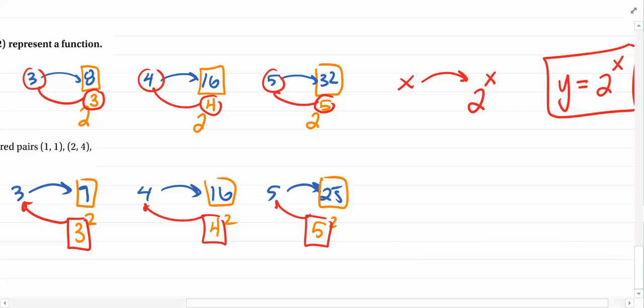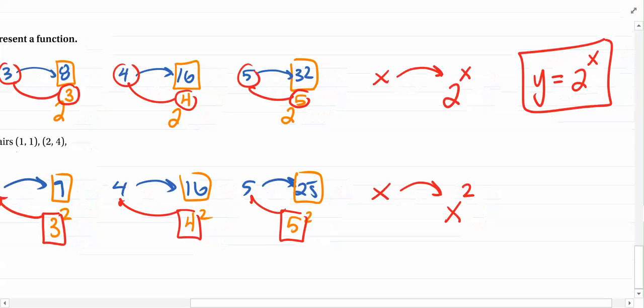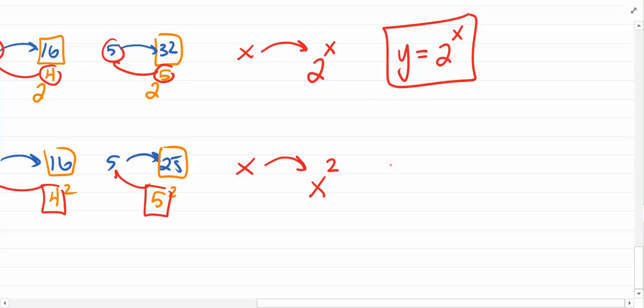So if I give you an x, what would you do to it? What would you map it to? Well, you would take the base, which in this case would be x, and you would raise it to the power of 2. So therefore, we could represent it as y equals x squared, and that's how we get the answer.